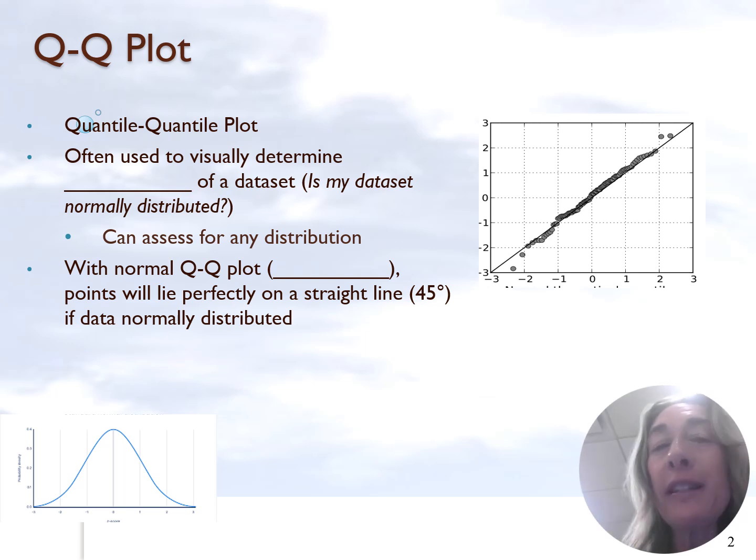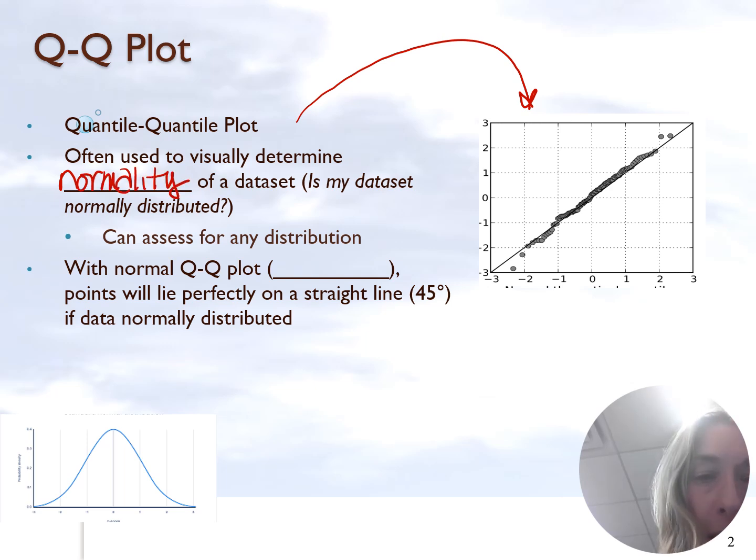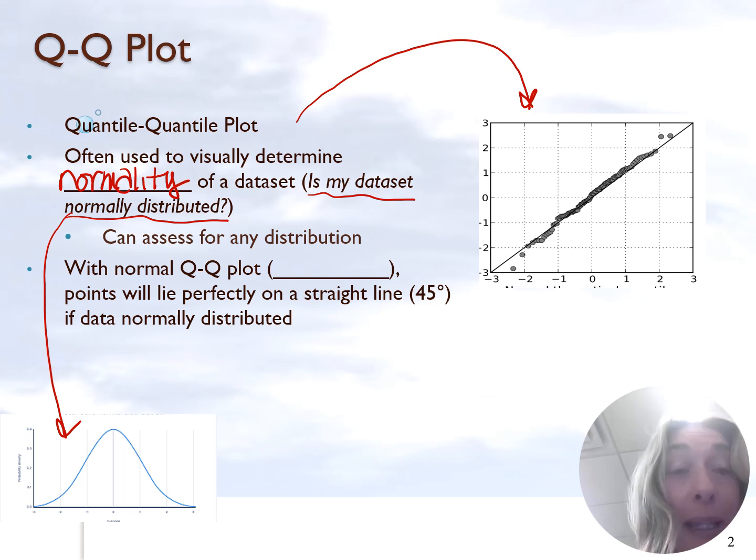Okay, first let's discuss a QQ plot. This is shorthand for quantile-quantile plot. An example of one is shown right there. QQ plots are often used to visually determine the normality of a data set that you might have. So for example, these are used to answer the question, is my data set normally distributed? Does my data look approximately like that?